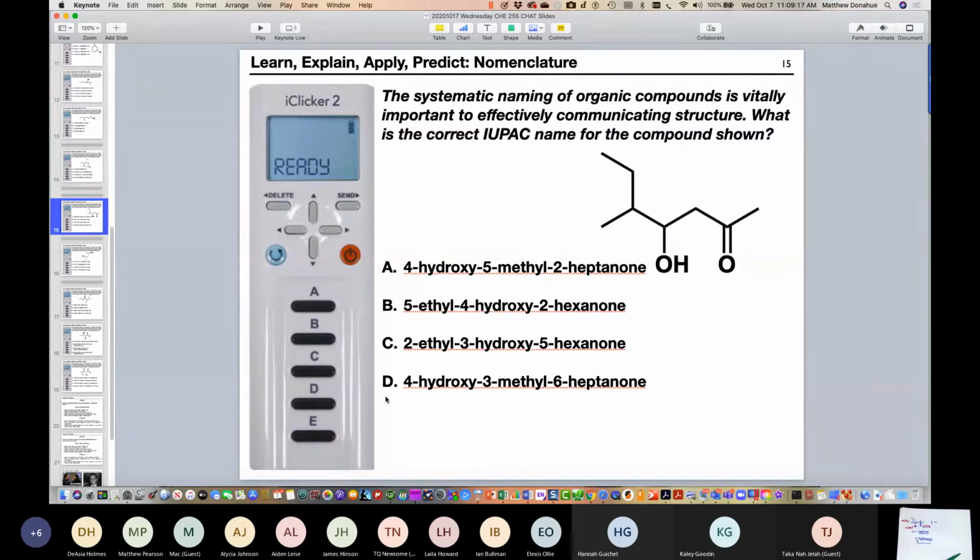So if you look at choice D, 4-hydroxy 3-methyl 6-heptanone, the reason that is not correct is because when you sum these numbers, 4 plus 3 is 7, plus 6 is 13, versus 4 plus 5 is 9, plus 2 is 11. So the sum of those numbers is less than the sum of these. So this tells you, based on the rules, that A is the correct answer.